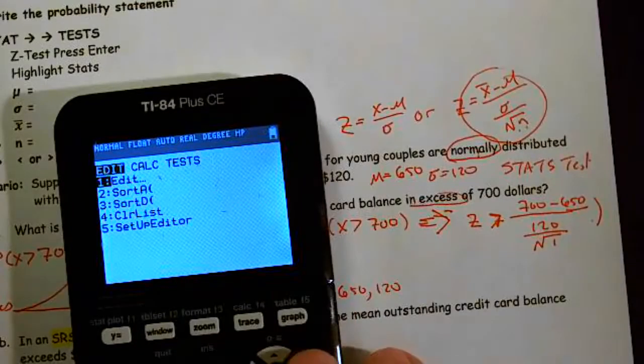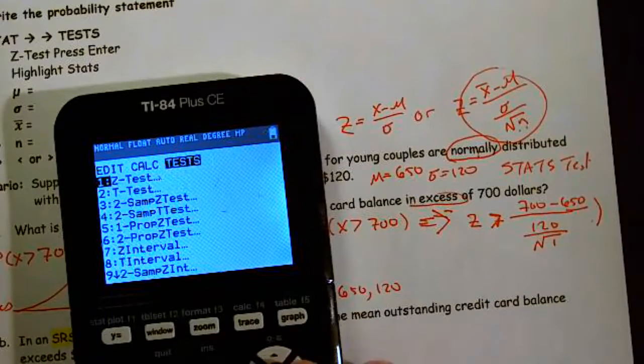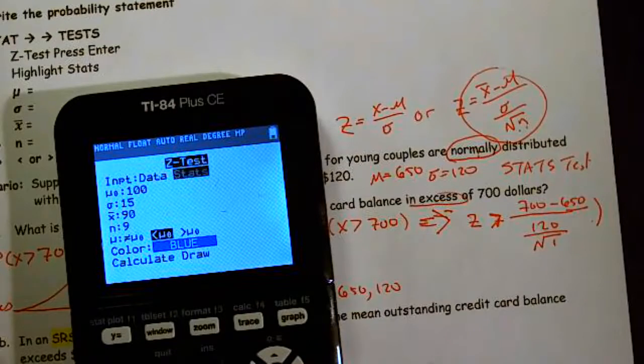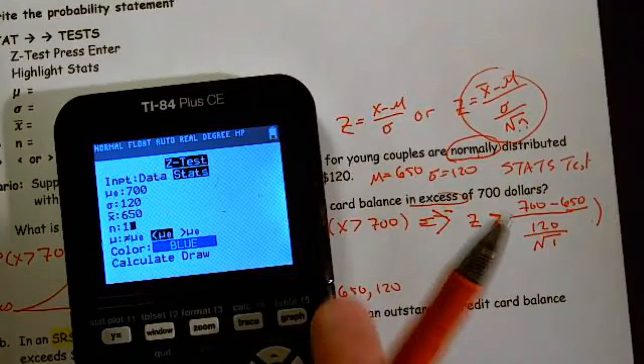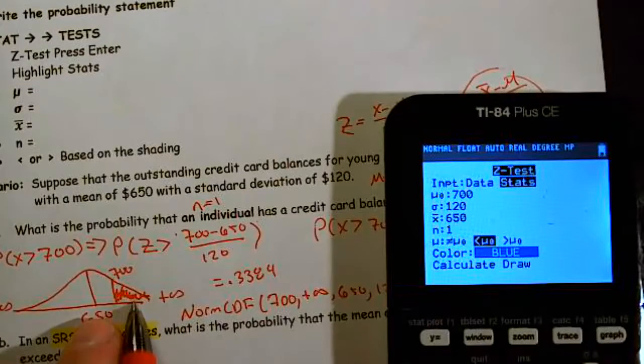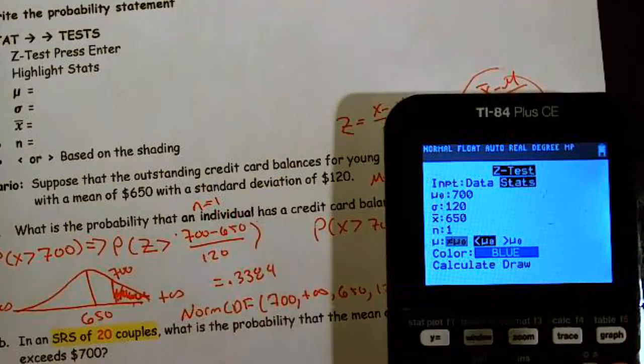So if I go to stat test, z-test, press enter, and I have a mean of 700, a standard deviation of 650, a standard deviation of 120, an x bar of 650, and a sample of size 1. Now I need to be careful here. Which way did I shade? I shaded up, so I need to make sure I have the greater than symbol.